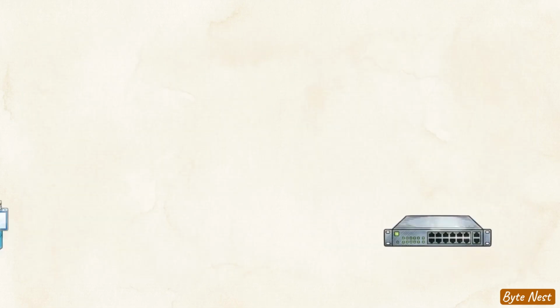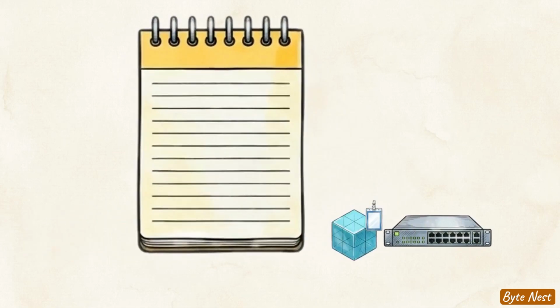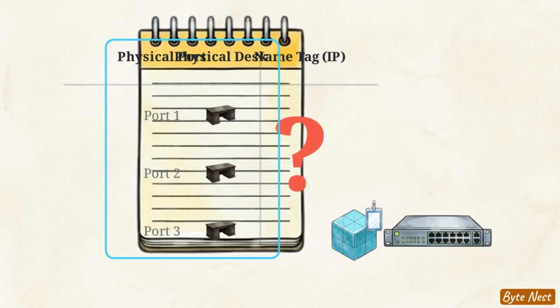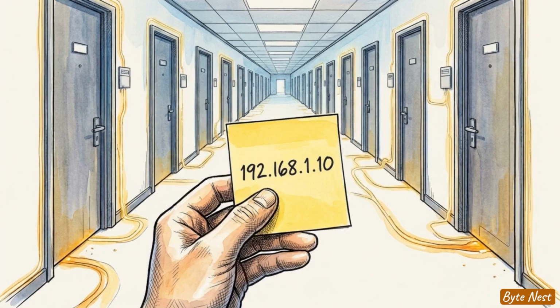When data travels through your office, it looks for that software name tag. But when it arrives at the local network switch, it hits a roadblock. The switch doesn't know who John is. It only knows which physical desk number connects to which wire. You have the right name, but you don't know which physical front door that person is sitting behind.